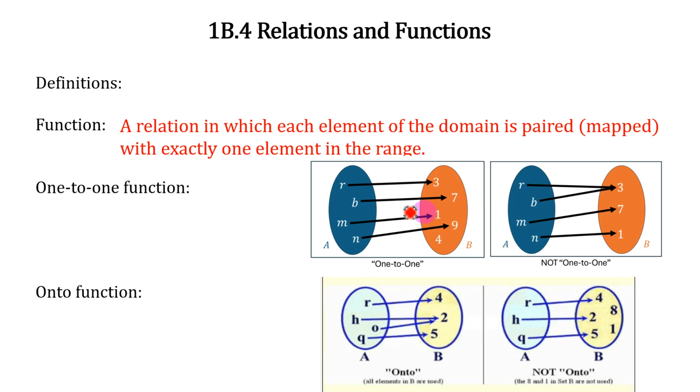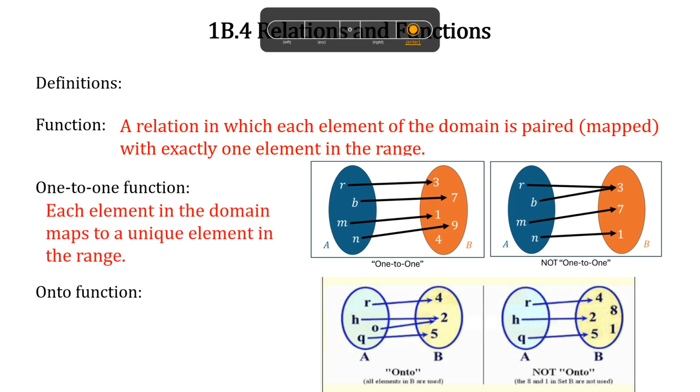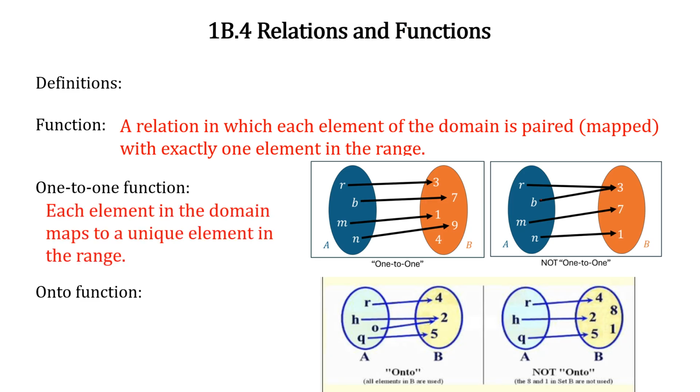We can see this is one-to-one, but this is not one-to-one. Notice we got two things, R and B, both map to 3. But over here, each thing in the domain goes to one thing in the range. And so that's our definition. One-to-one means each element in the domain maps to a unique element in the range. This over here is still a function, it's just not one-to-one. Over here, we have a function that is one-to-one.